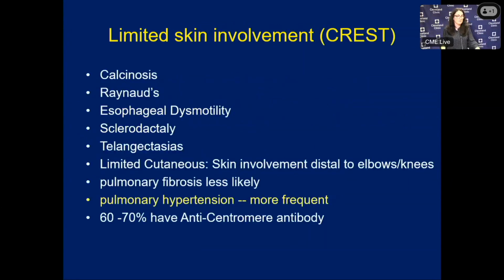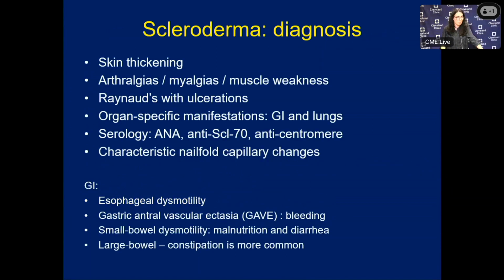Patients with limited skin involvement, as mentioned before, have skin involvement distal to the elbows and knees. Pulmonary fibrosis is less likely in these patients. Doesn't mean it cannot happen, but pulmonary hypertension is a lot more frequent. So these are just frequency of different organ system involvement. And 60 to 70% of these patients have a different kind of antibody, which is the anti-centromere. So the diagnosis can be clinical if the patients present with the organ-specific manifestations.